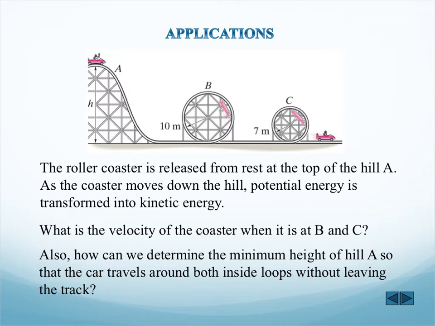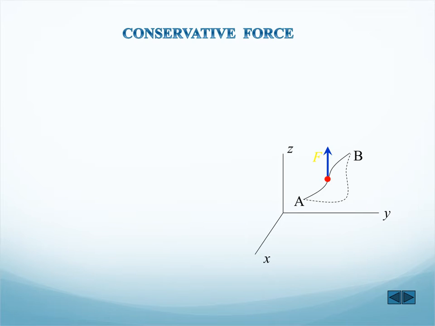So as we move forward, some of the things we're learning about could help us solve a problem like this. If a roller coaster is released from the top of hill A, and if its potential energy is converted into kinetic energy, we could find the velocity of the roller coaster when it's at B and C, and we could also determine how fast the roller coaster has to be going in order to not leave the track. But first, we want to know, when can we talk about a potential energy that's going to be part of the conservation of energy?